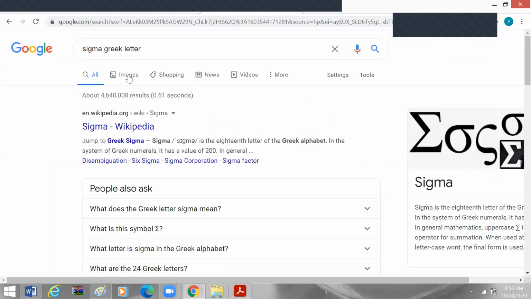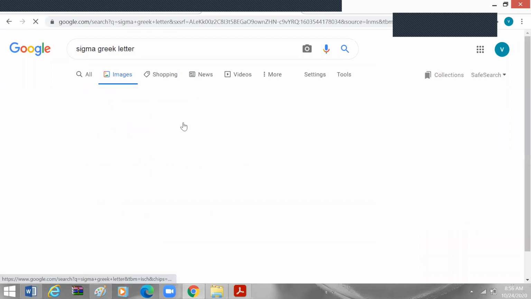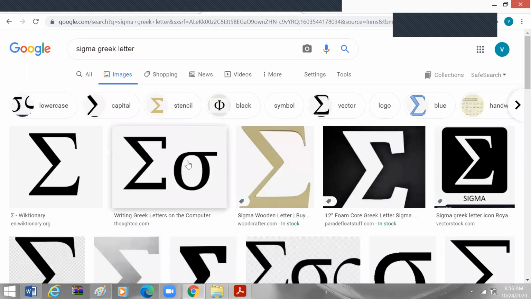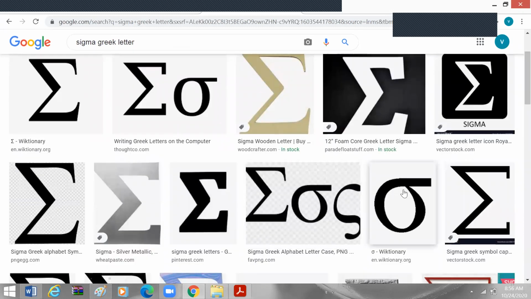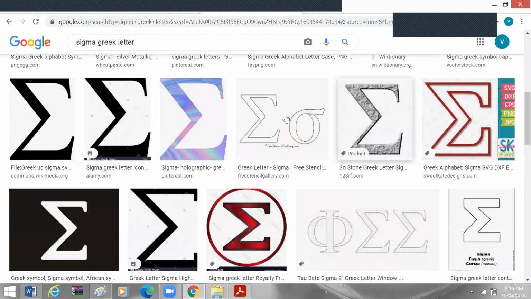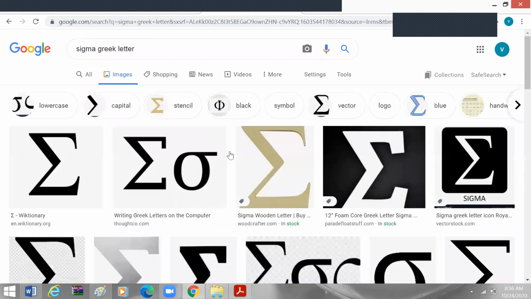So it looks like that. When you go to the images, you can literally check how to write them, since it's writing Greek letters on a computer. This one is the small sigma, and this one is the big one. We're not going to use the big one; we're going to use the small one. It's just the way that we write them down. It's really important. Okay, so the lowercase, I believe.